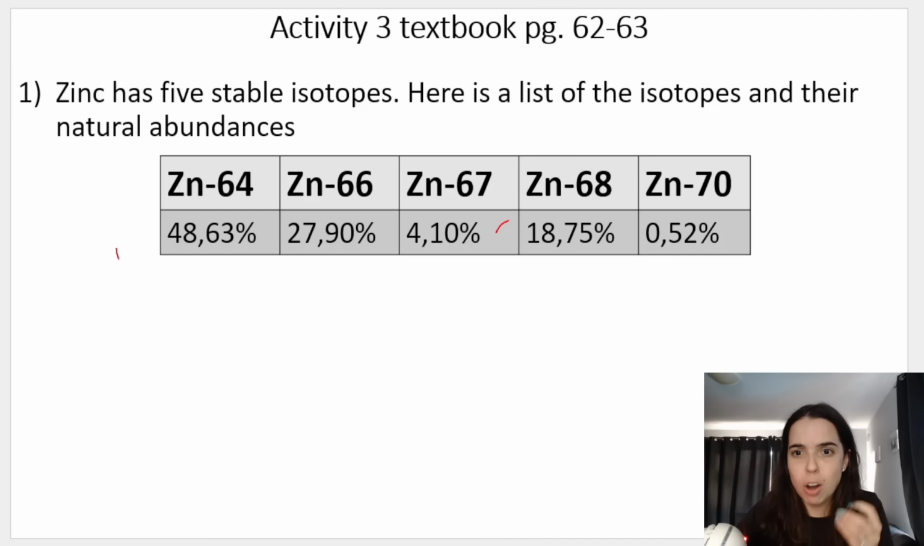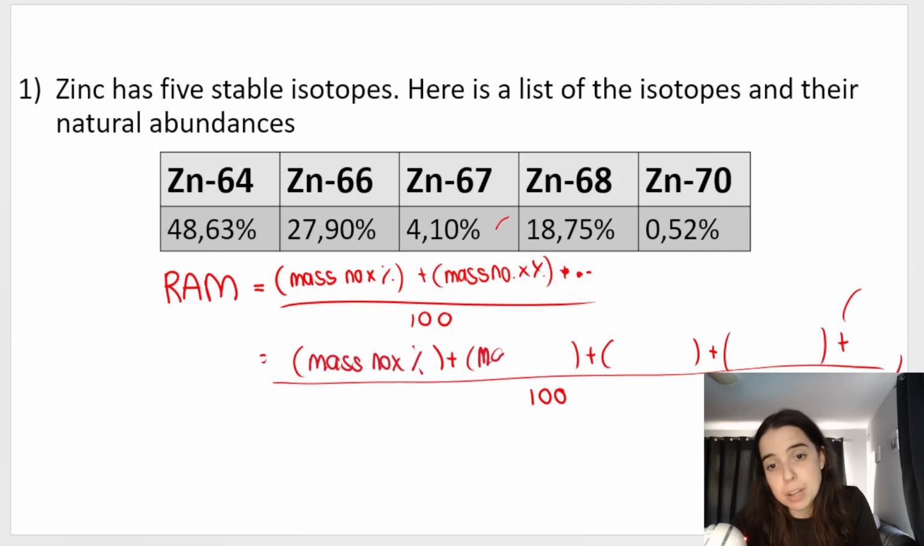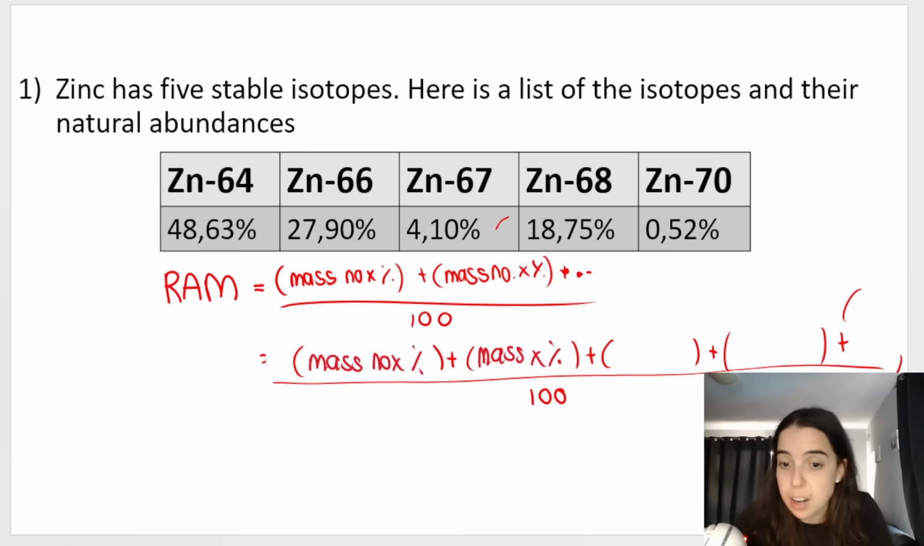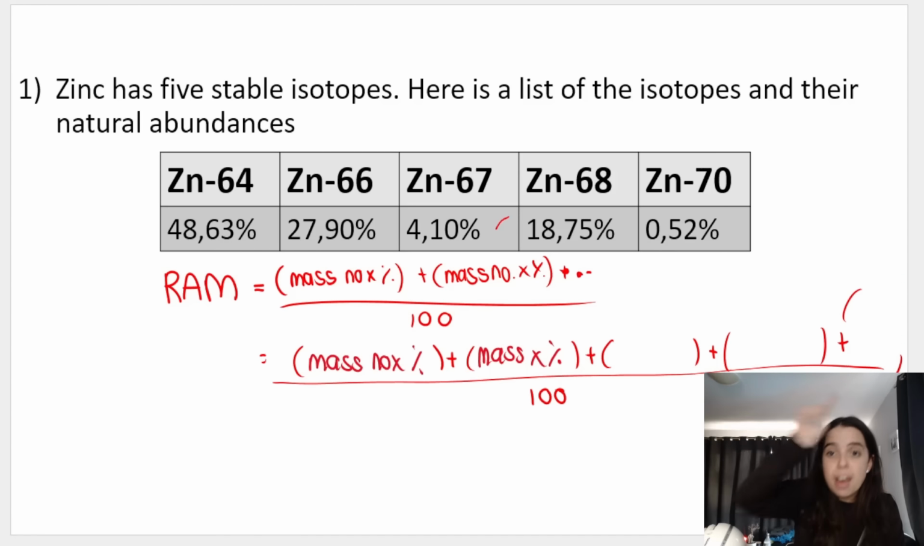This is going to be a very long sum, but it's another easy example. It says zinc has five stable isotopes. Here's a list of the isotopes and their natural abundances. So we got five isotopes to put in our formula now. So this would be your formula. It would be bracket, mass number times percentage for the one isotope, plus mass number times percentage for the second isotope, plus mass number times percentage abundance for the third and the fourth and the fifth. So you're going to have five brackets because there's five isotopes.